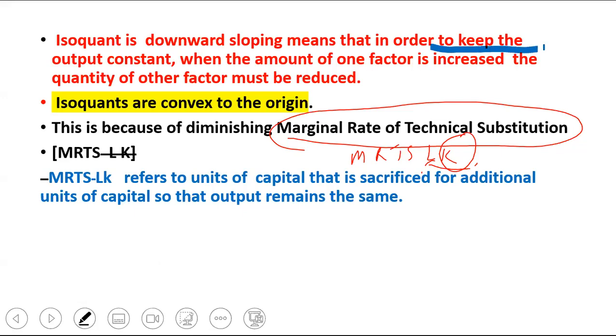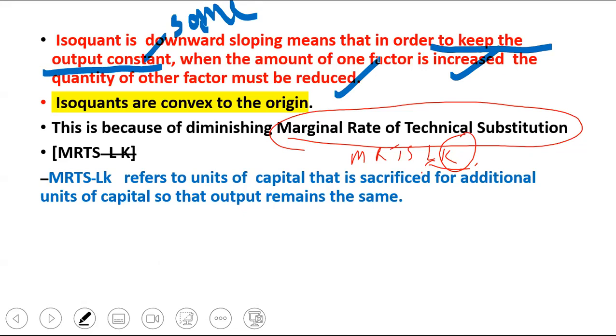In order to keep the output constant, constant means same, when one factor is increased, the other factor has to be decreased. Children, the second point is the same, it is difficult. Isoquants are convex to the origin. What is the reason?